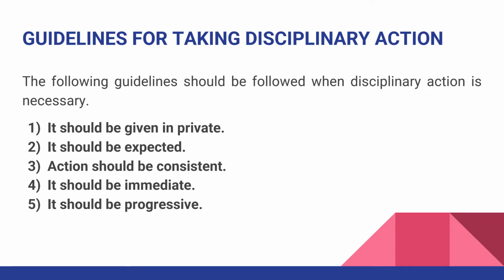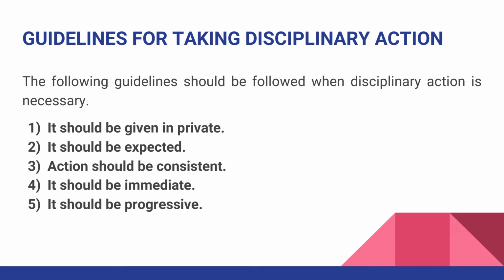Next is about the guidelines for taking disciplinary action. The following guidelines should be followed when disciplinary action is necessary. Number one, it should be given in private. No worker likes to be embarrassed in front of his colleagues. Number two, it should be expected. The employee should know the rules of the organization and the penalties for breaking the rules.